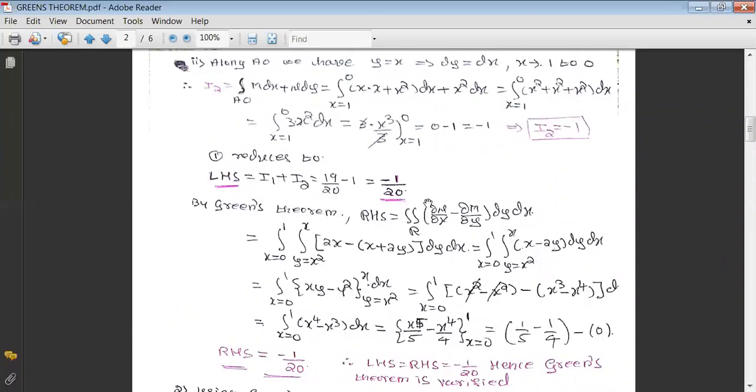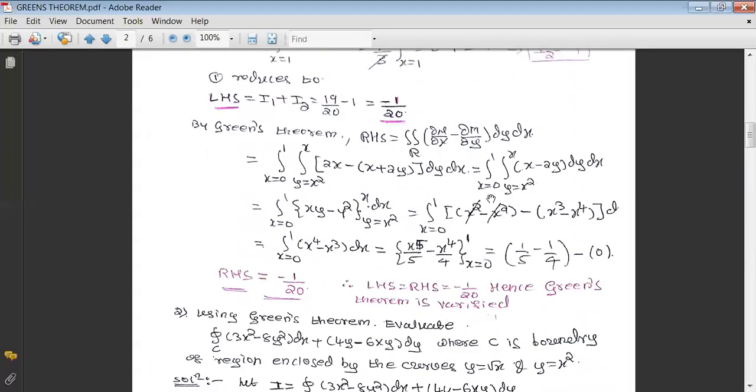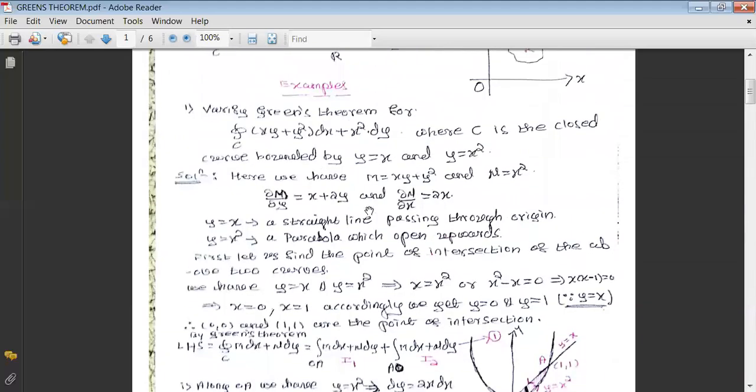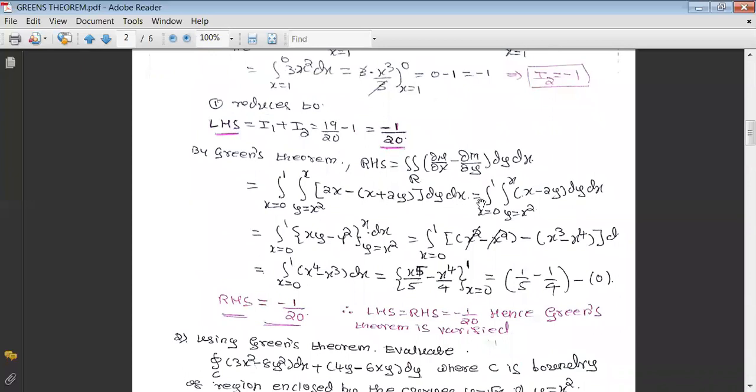Let us take that one as r itself. First, n with respect to x. We already calculated n with respect to x is 2x. That we have written as 2x minus m with respect to y, that is x plus 2y. It is minus of x plus 2y dy dx.